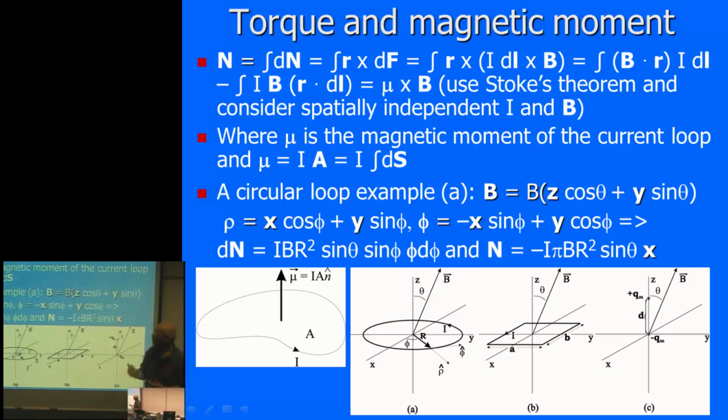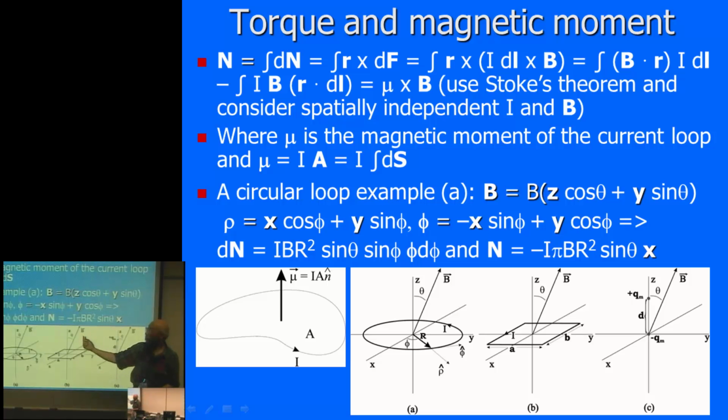On the other hand, you ask, does this agree with mu cross B? That's the lesson from this little section. So what is mu, the magnetic moment in this case? We said mu is the current I multiplied by this area, and it is also a vector, pointing in the z direction. So mu is I times pi r squared, pointing in the z direction.